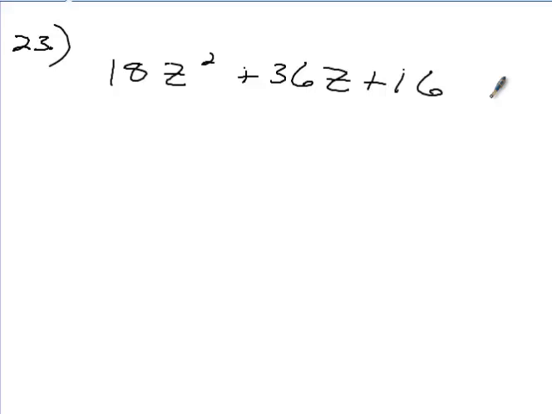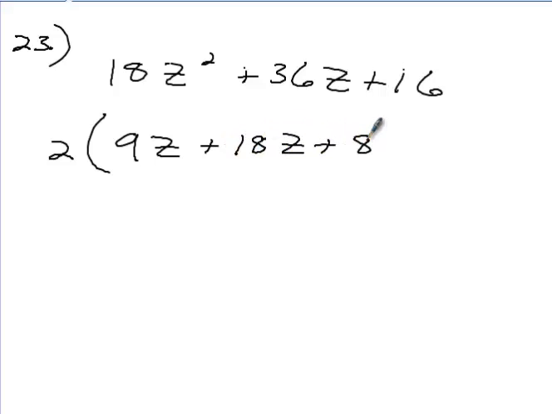So if you're looking at big numbers and your brain's like, oh my gosh, that's big, then say, okay, brain, stop. Is there anything that I can pull out of all three pieces? So is there any number in common between 16, 36, and 18? 6 doesn't go into 16. 4 doesn't go into 18. 2, that's it, right? So that leaves me with 9z squared plus 18z plus 8, right? So you're close, because 3, but not there.